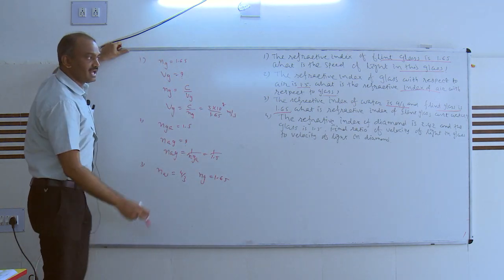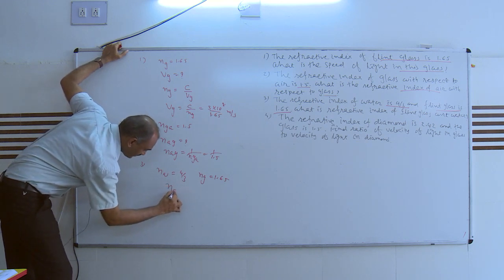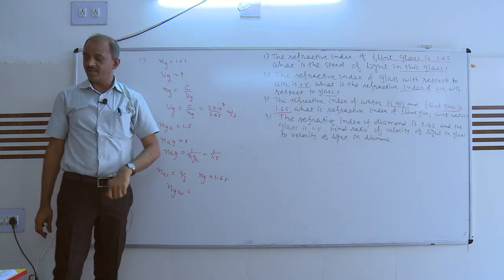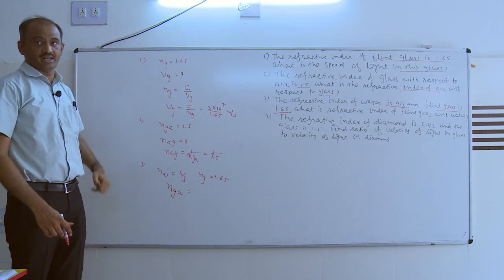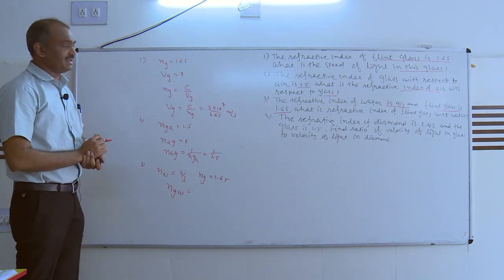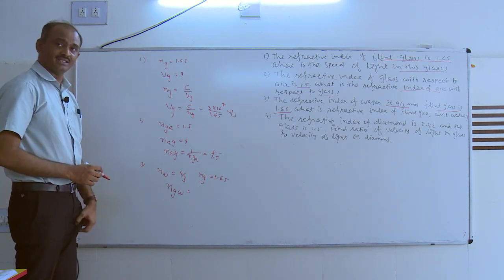What do we have to find? The refractive index of glass with respect to water. We have to find the refractive index of glass with respect to water. Now we have to find this, so how will we get it? How should we get the value of this?